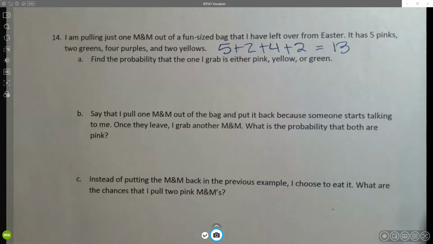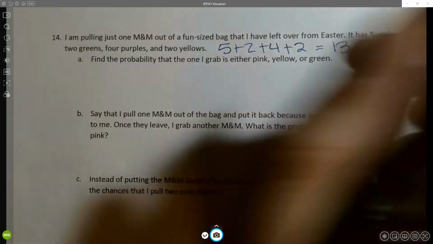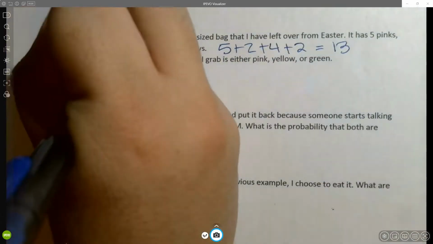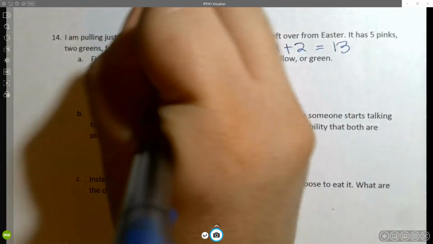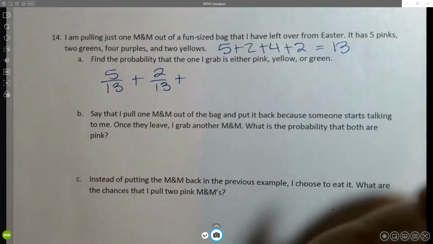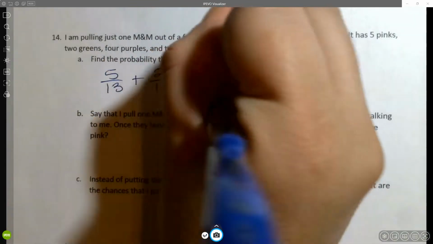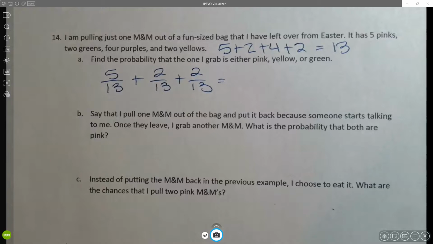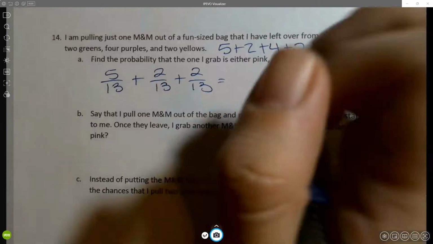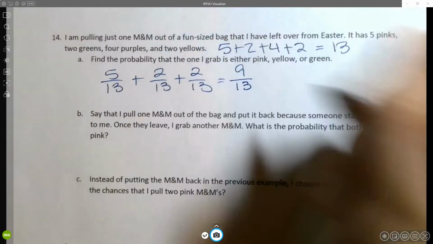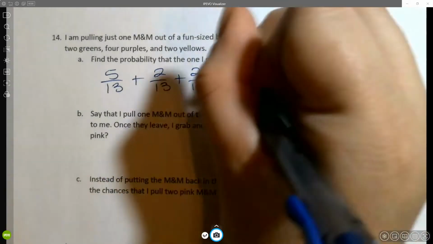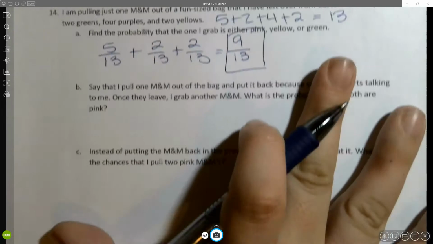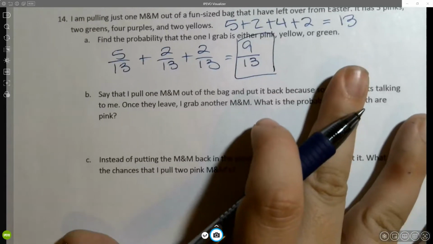And then I want to find the probability that it's either pink, yellow, or green. So I have 5 out of 13 pinks, 2 out of 13 yellows, and 2 out of 13 greens. So if I add those together, 5 plus 2 is 7, plus 2 is 9 out of 13 of those choices are either pink, yellow, or green. Oh, I still want this kind of up there.